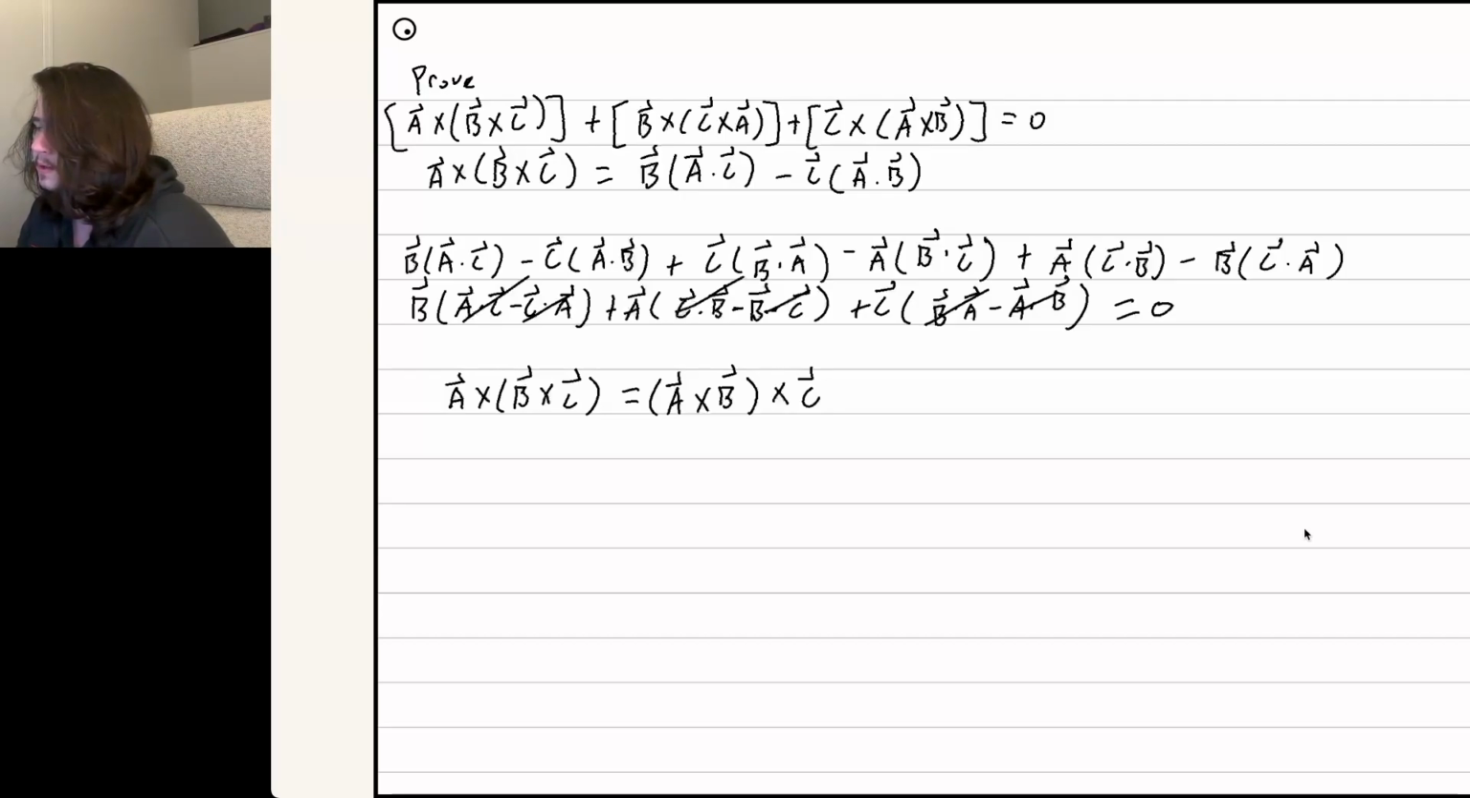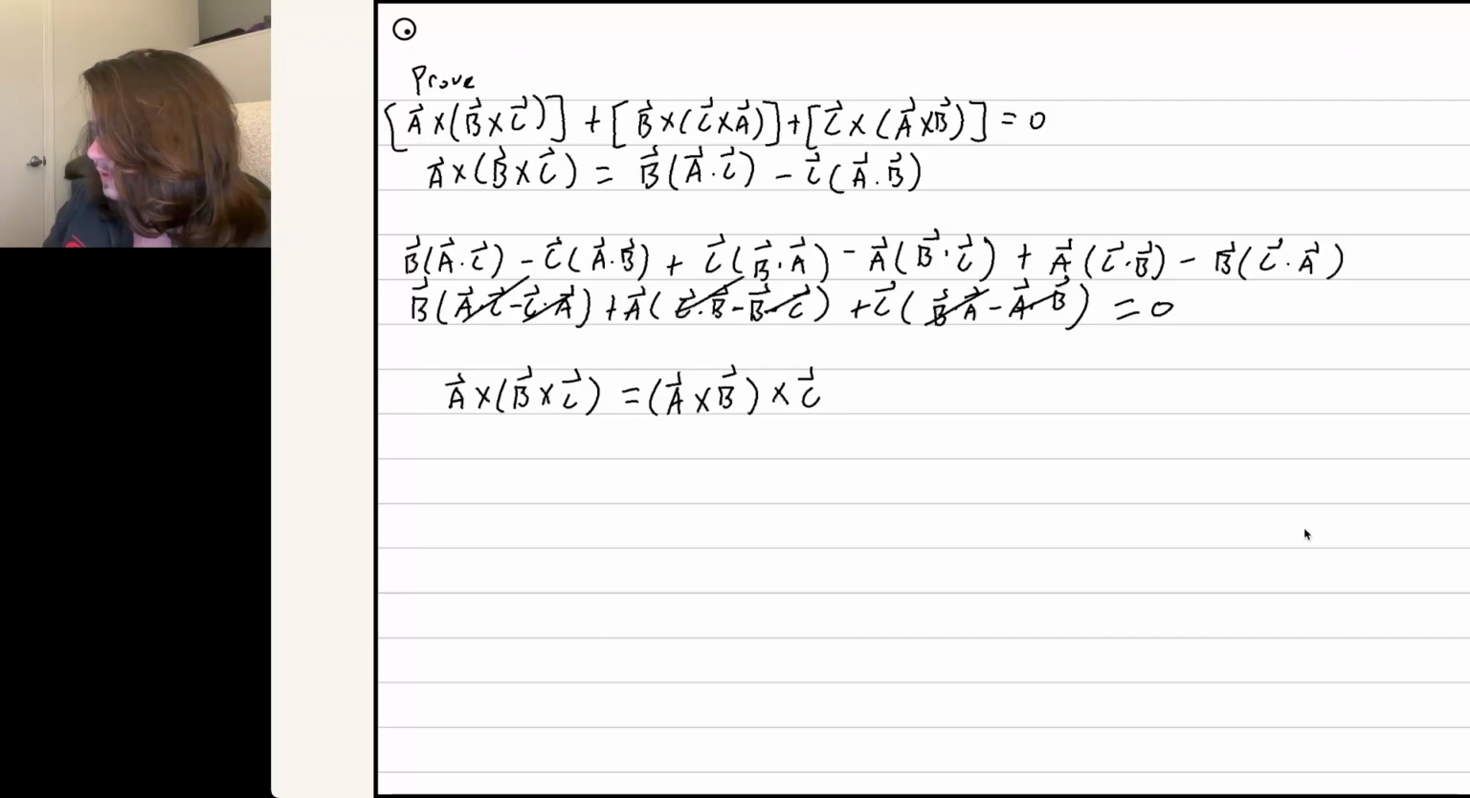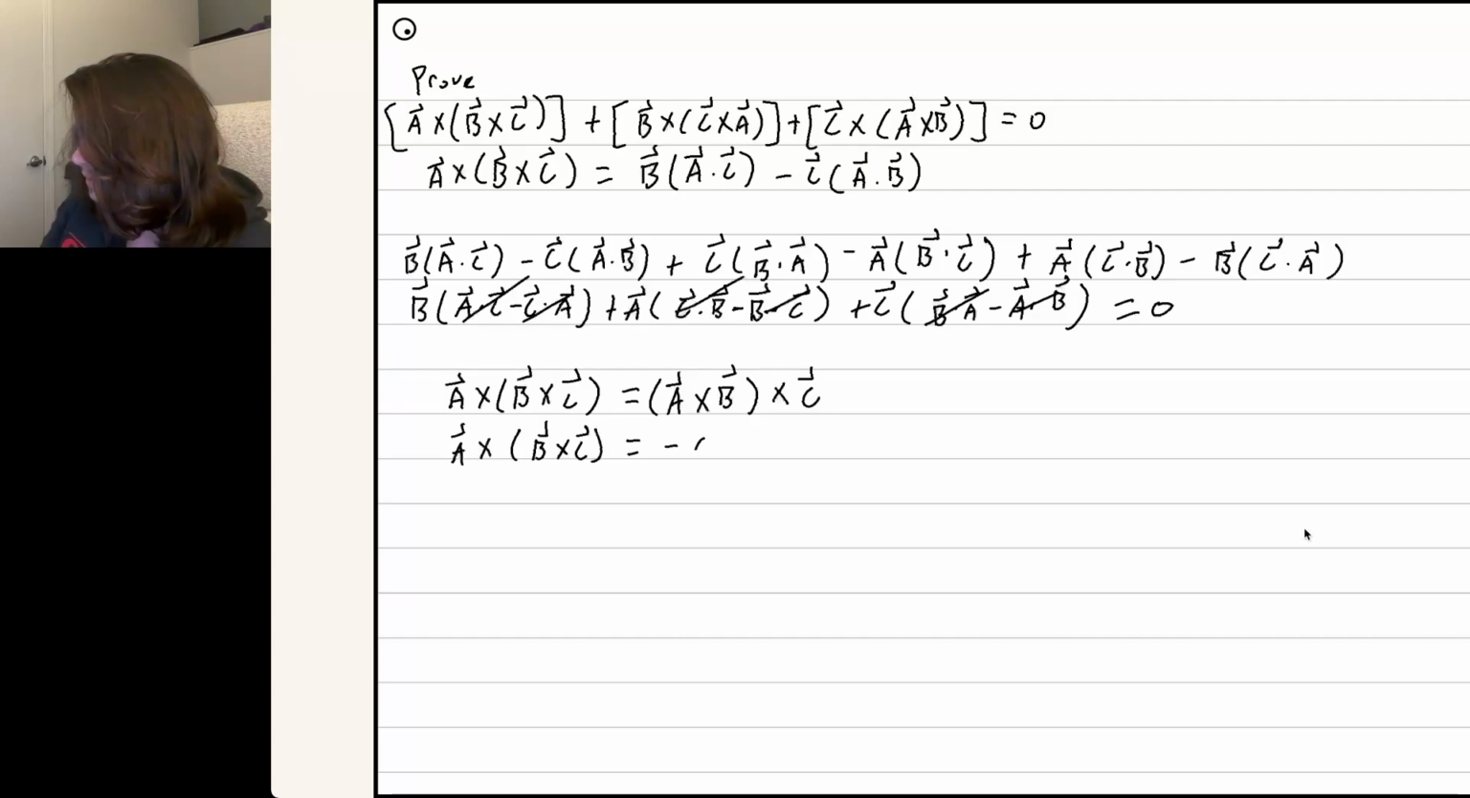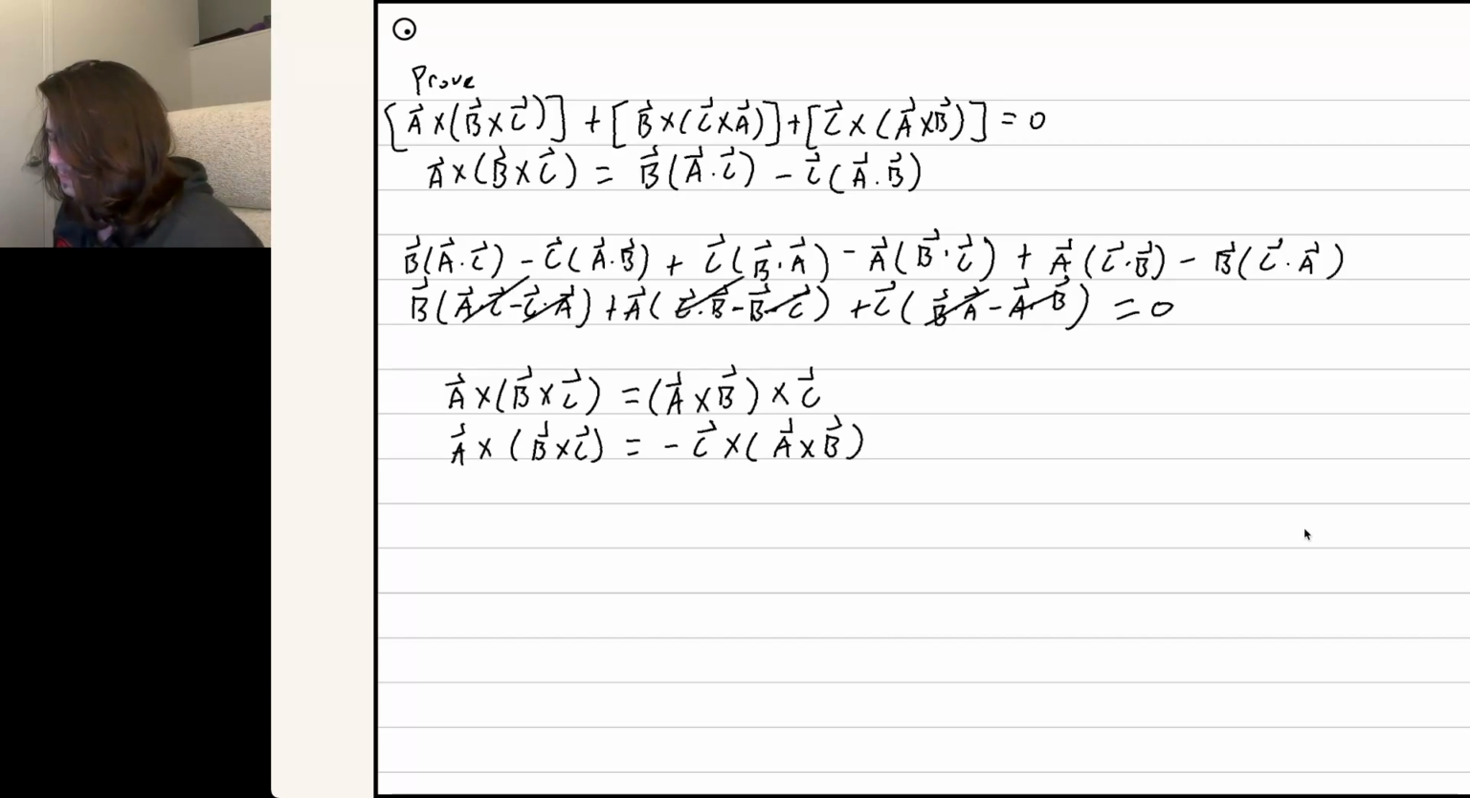Now, seeing that this is in the same problem that uses the triple product identity, I think we should probably use that as well, making use of the fact that with cross products, if you want to change the order, you just have to flip the sign. So A cross B cross C is going to be the same thing as minus C cross A cross B, right?